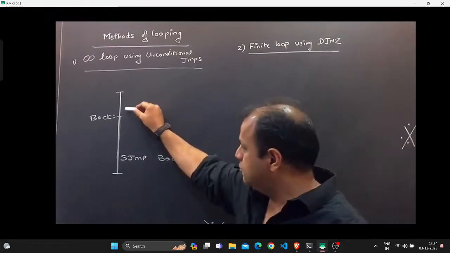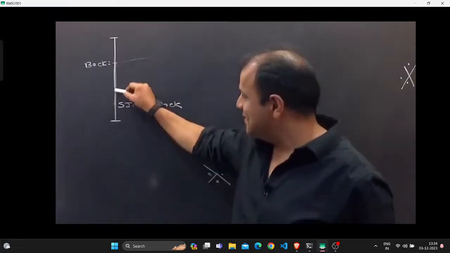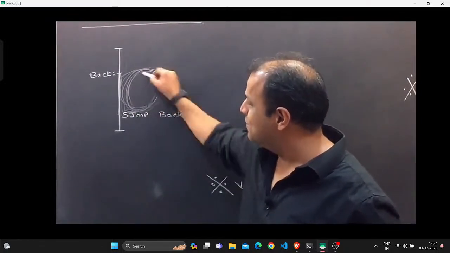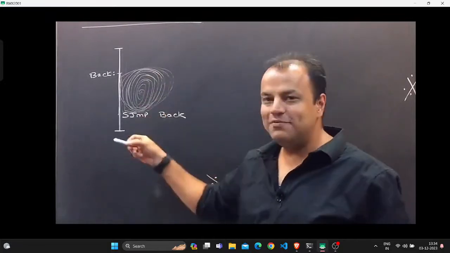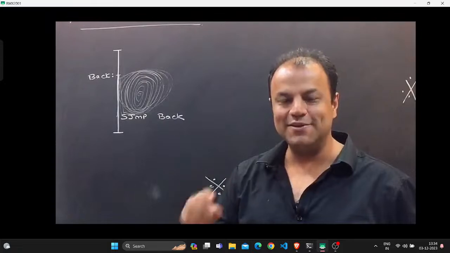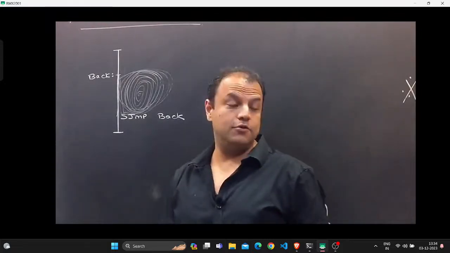So what will happen? Program will come up to here, will jump to back. Then again will come down, again will go back, again will come down, again will go back. And this will end up becoming a loop. But what kind of loop? This will end up becoming an infinite loop. Why? Because you have not put any condition. An unconditional jump causes an infinite loop. Please tell me, did you understand this? Are infinite loops useful? Yes.